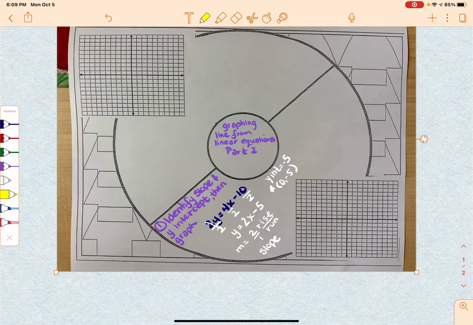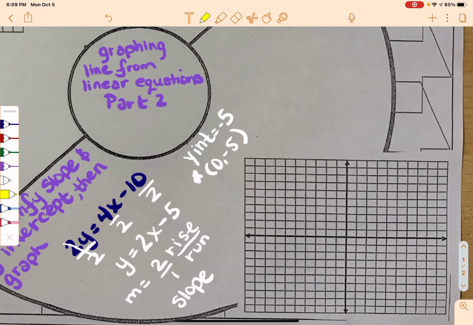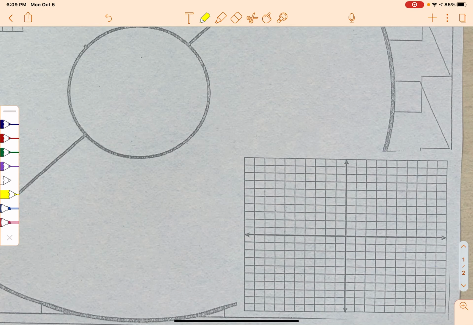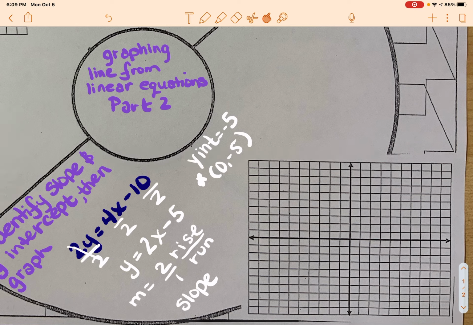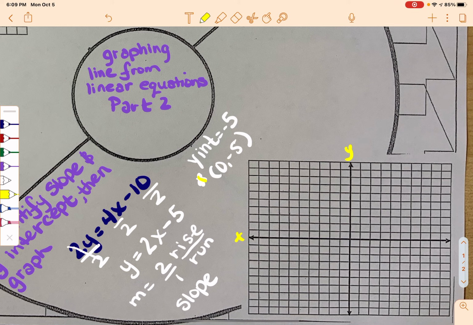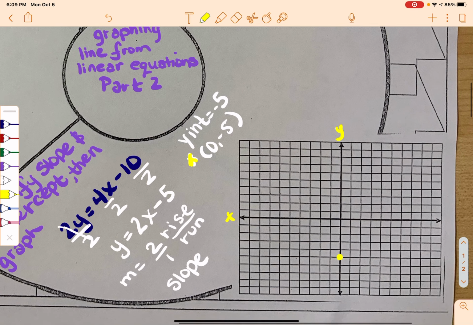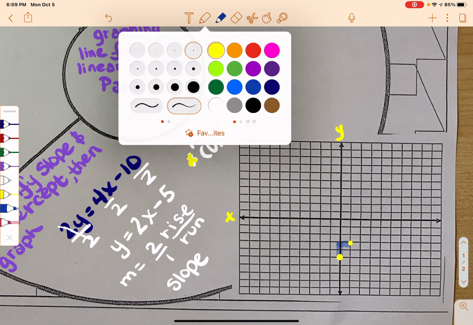Turn my paper so I can graph. So I'm going to label these x and y, and I'm going to start with this point. So 0, -5, which is right here. Now, if my slope is 2 over 1, it means I go up 2 and over 1 to get my next point. And I'm going to keep going.